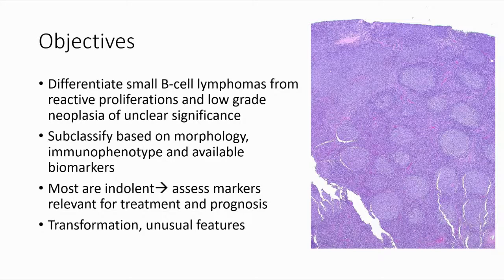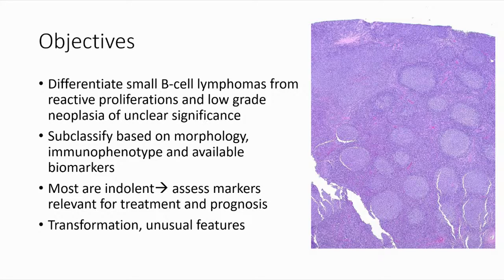available markers? And as I mentioned, this is an area where biomarkers really come into play because most of these disorders are relatively indolent. Patients may live with these disorders for a long period of time, and we really need to find out who needs more aggressive therapy or when therapy should potentially be initiated. So it's a more important area for biomarkers than others even within hematopathology. And of course, we're on the lookout for other signs of unusual features or transformation.